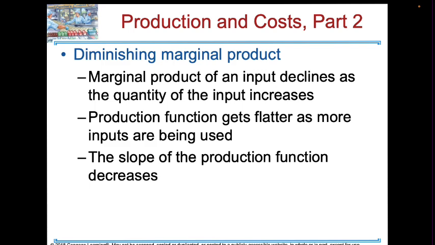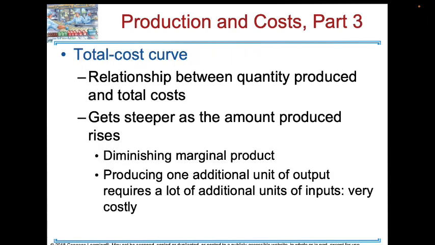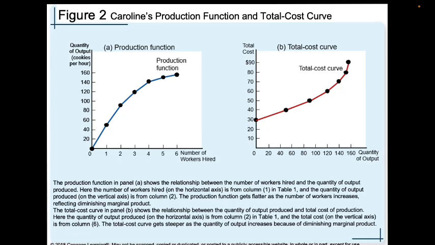Therefore, output does increase, but by a lesser amount. And that is why the production function gets flatter as more inputs are being used. And consequently, the slope also changes. Eventually, you end up with a flat line. The production function flattens. As far as the costs are concerned, so this is the production function.